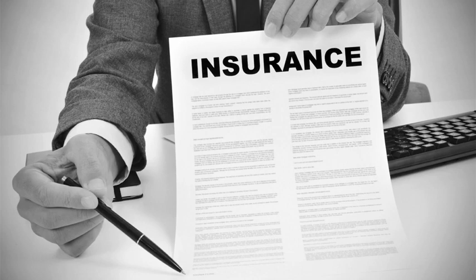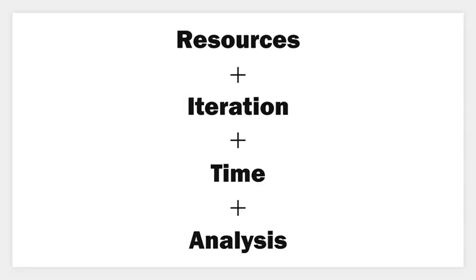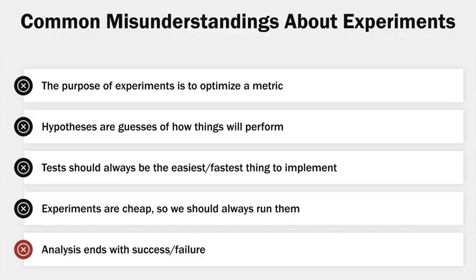Sometimes if we can't make a decision, we often just default to using experiments as the answer, but experiments can be expensive. We need to think about the resources to implement them, the iteration that is required to get them to be valid, the time it takes to run them, and then of course going through the analysis process. So once again, we need to be using experiments as a tool to answer and solve the right problems. The fifth common misunderstanding is that analysis around experiments ends with just looking at the success and failure.